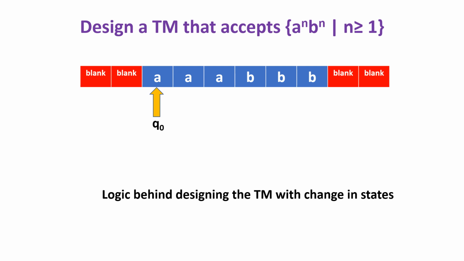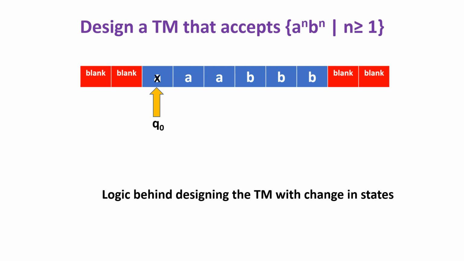So to make you more understandable, I have changed the color of the read-write head along with the states. So let us see when to change the states. Initially, the read-write head is pointing to the first leftmost symbol, that is A, and it is in the initial state Q0.